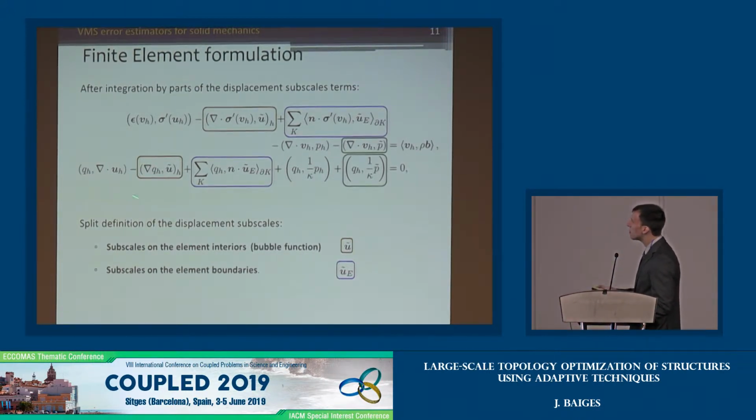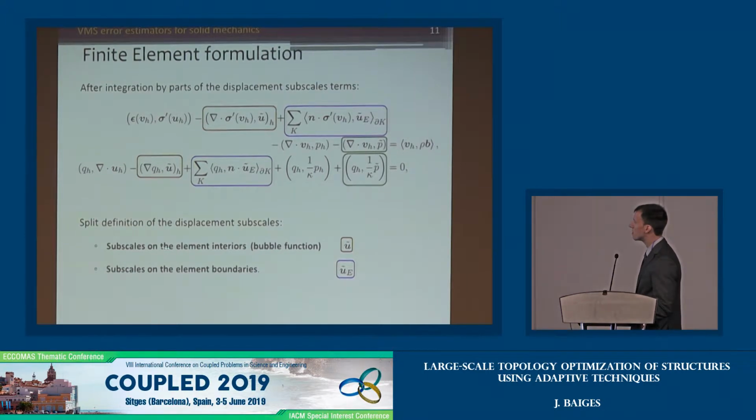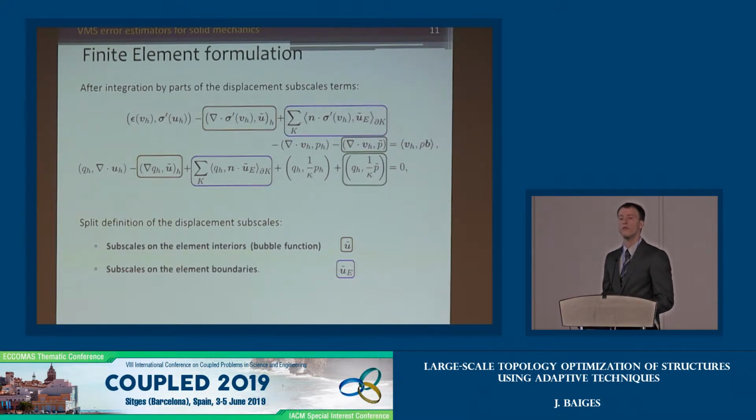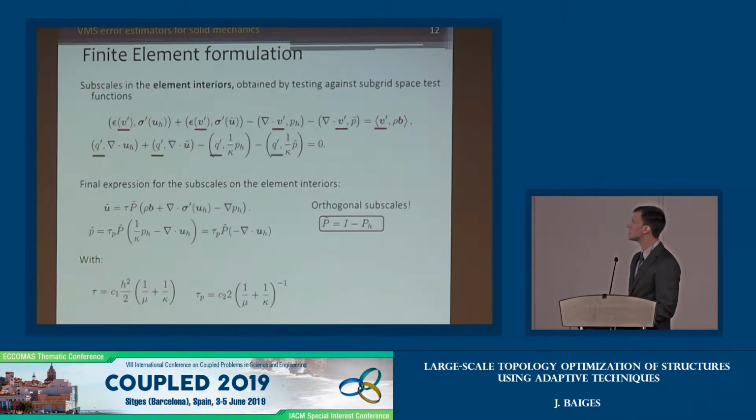So in order to deal with this, we are going to work with a split definition of the displacement subscales. So the displacement subscales are going to consist of the addition of the subscales on the element interiors, which is a bubble function which is going to vanish on the boundaries of the elements. And then we are going to have the second component of the subscales, which are the subscales on the element boundaries, which precisely are going to be defined on the boundaries, and they are going to vanish on the element interiors.